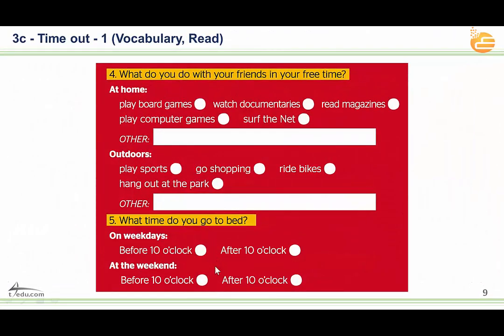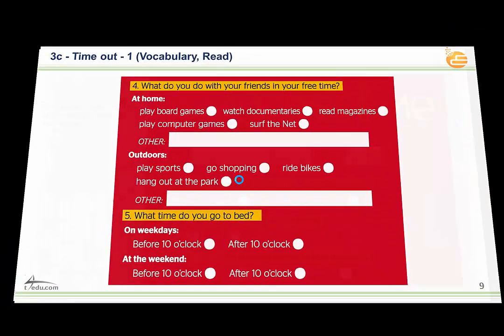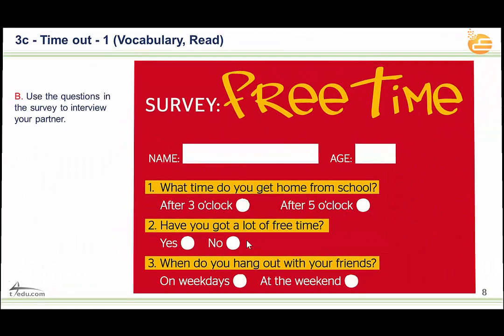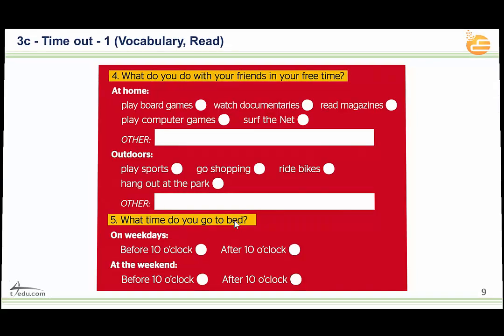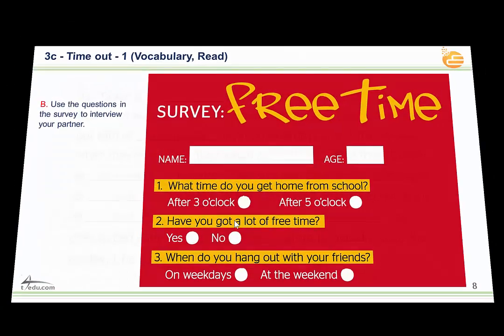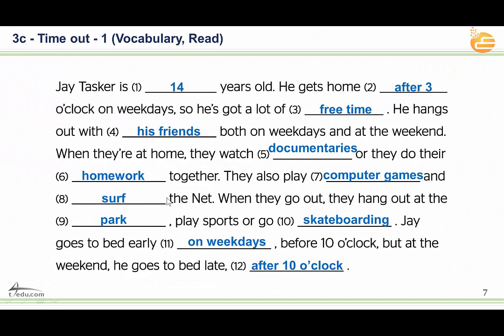And this one, I want you to complete this survey, the first, number 1, and number 2, about your friend. I want you to make a survey and try to make a paragraph just like this one. A paragraph about your friend. For example, let's say Muhammad Ali. Muhammad Ali is 13 years old. He gets home before 3 o'clock and so on. Okay, try to do something like this. Okay, very nice.